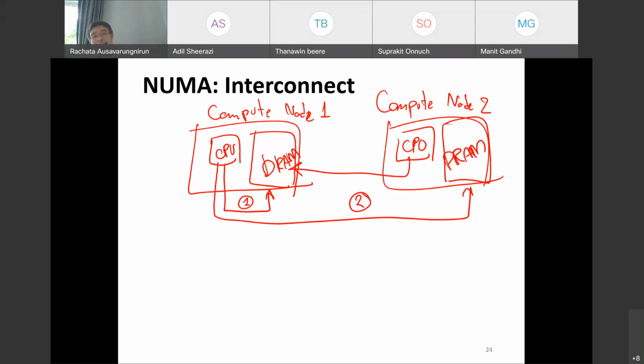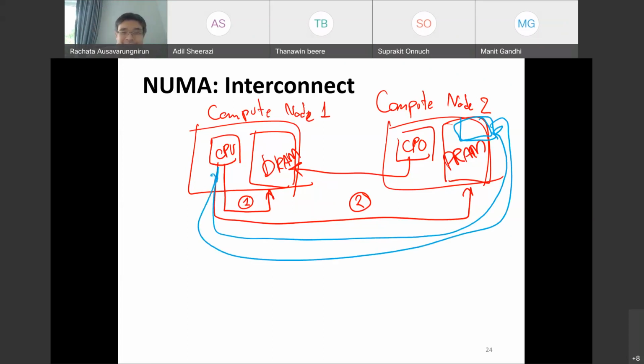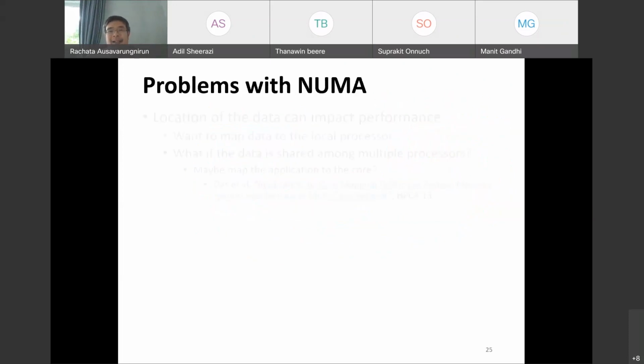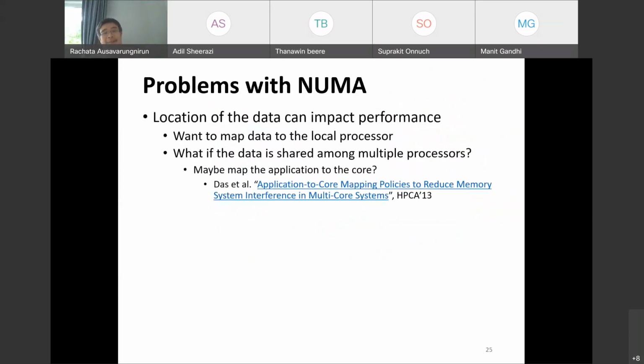For sure, number 1 is going to be faster. So when you want to do computation in the big cluster, don't forget, if you allocate your data and it just happened to be mapped right here, remember you have to go here before the data comes back here. That can make your program slower, right? So that's the problem with NUMA. The location of your data can impact performance, right?